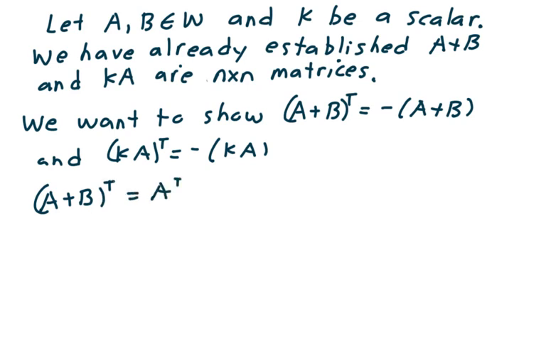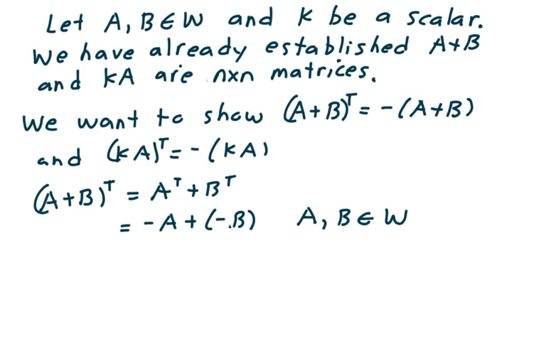This is equal to A transpose plus B transpose. But this is equal to negative A plus negative B, right? Why? Because A and B belong to W. So that has to be true.